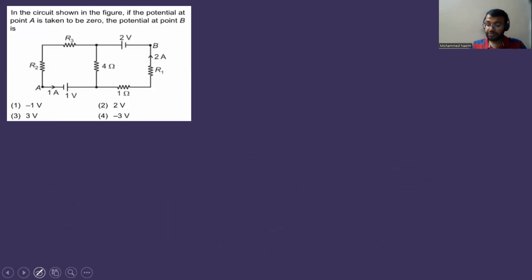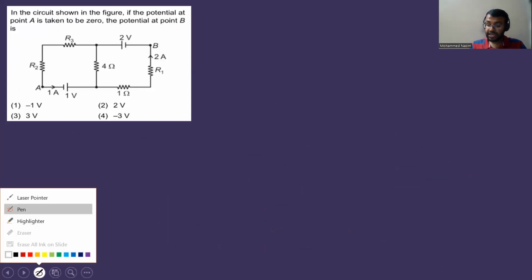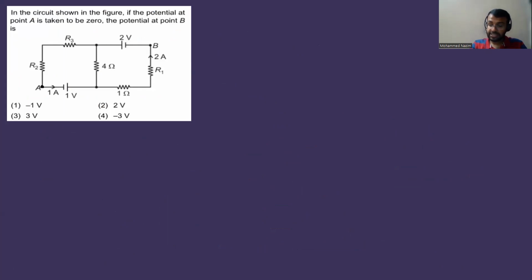Let us move to the next question. Here in the circuit shown in the figure, if the potential at A is taken to be 0, then he's asking us what is the potential at B. So what we do, we use KVL.